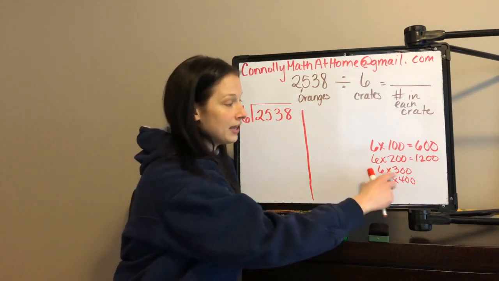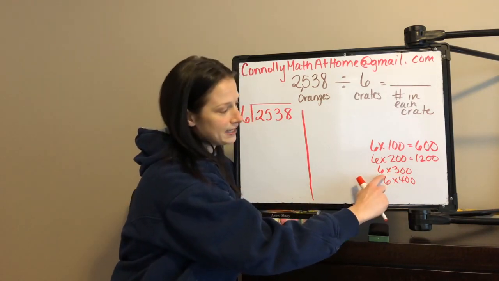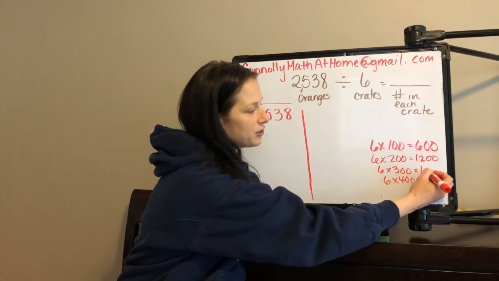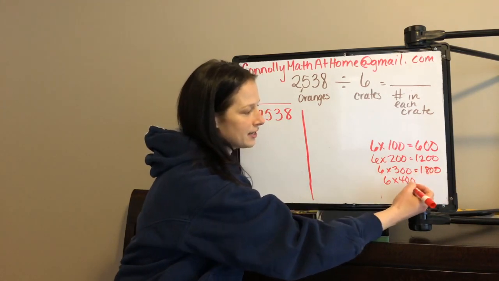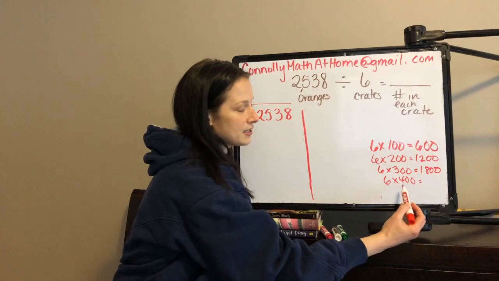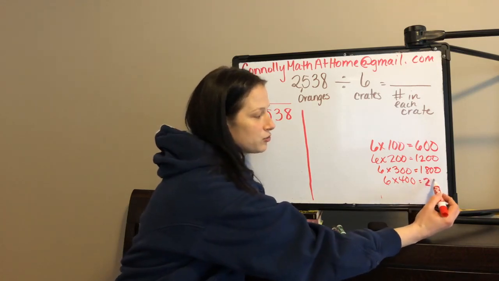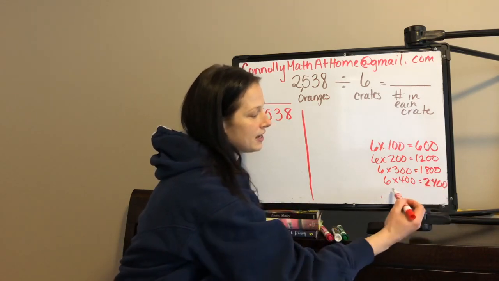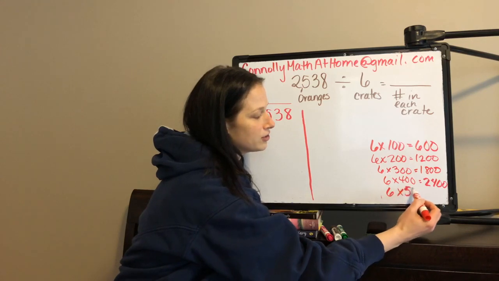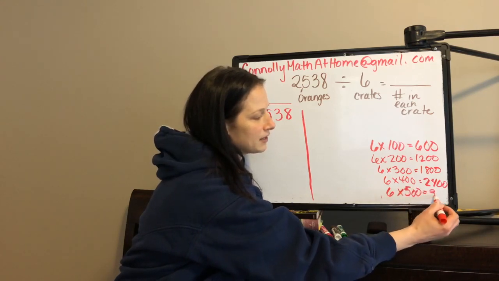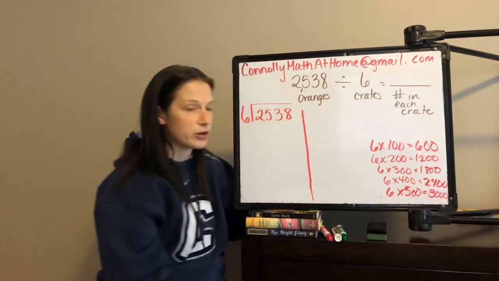Okay? So if I did 300 oranges in each of the 6 crates, I would use 1,800 oranges. If I did 6 groups of 400 oranges, I would use 2,400 oranges. And if I did 6 groups of 500 oranges, that would be 3,000 oranges.